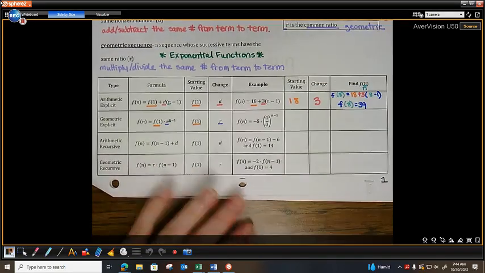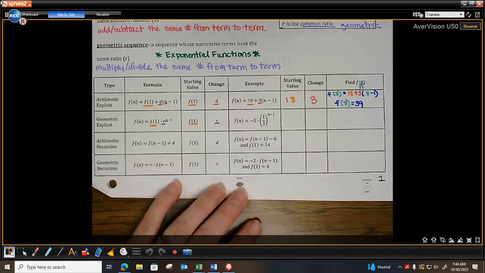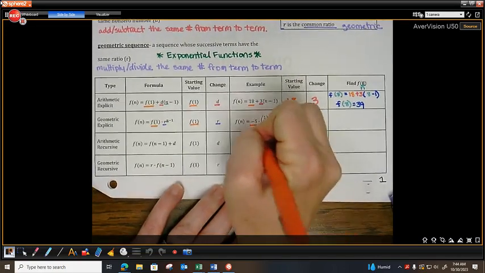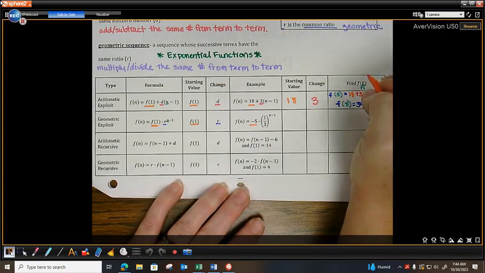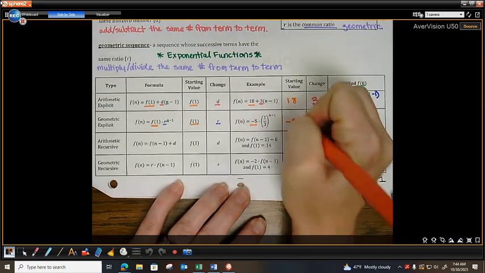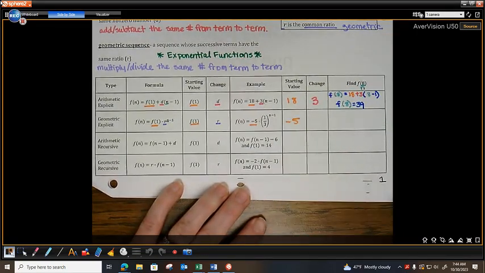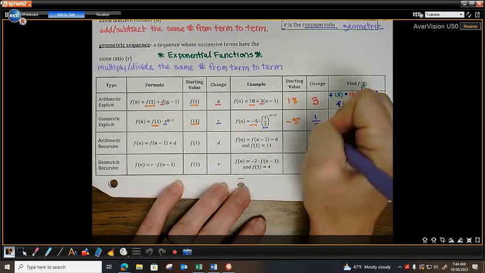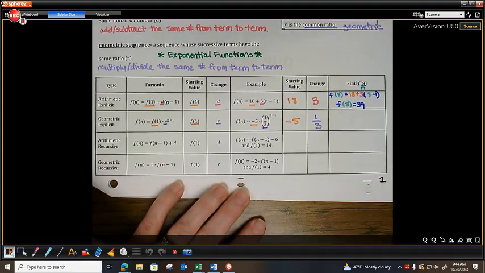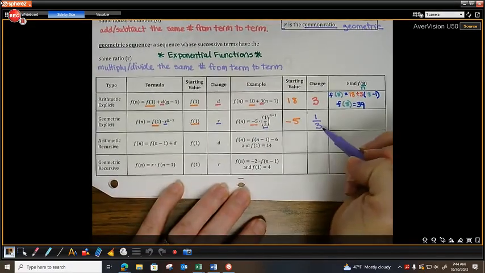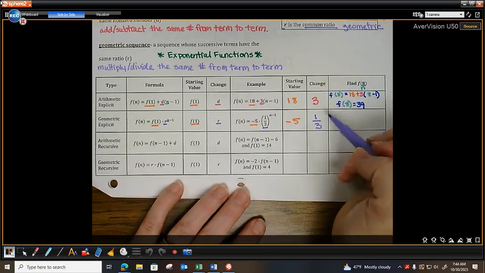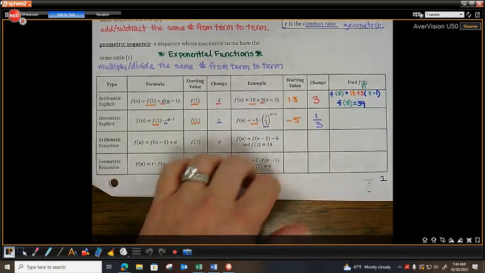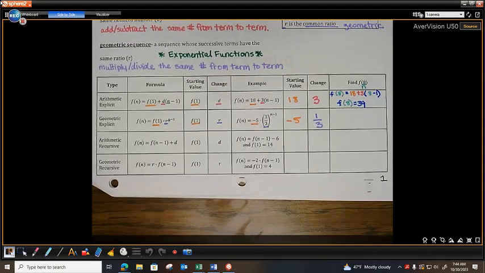Okay? So looking here, we need to be able to identify our different values. What's the negative 5 represent? Your starting value. I start at negative 5. And then what does that 1/3 represent? The change. Am I getting bigger or smaller? Smaller. I'm multiplying by a number less than 1, so it's going to make it smaller. Okay? Are we good with identifying those 2 values?